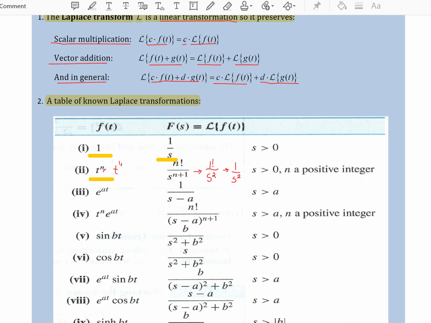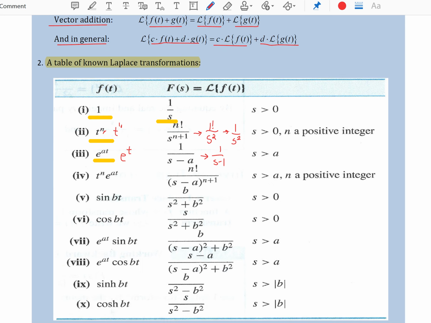But this would be a general Laplace transform for t raised to any exponent. We also looked at the Laplace of e to the t. Now, in general, it could be e to the at. But notice for the one we did, the Laplace of e to the t, then in our example, a is equal to 1, and we got 1 over s minus 1. However, in general, it's going to be s minus a for whatever your coefficient or whatever your constant is in the exponent.